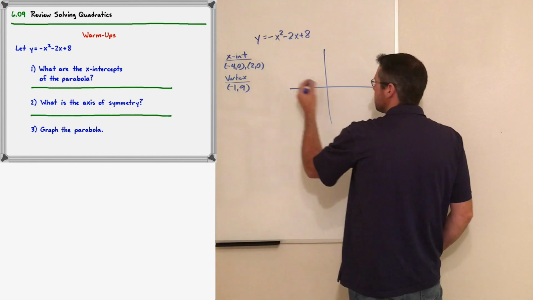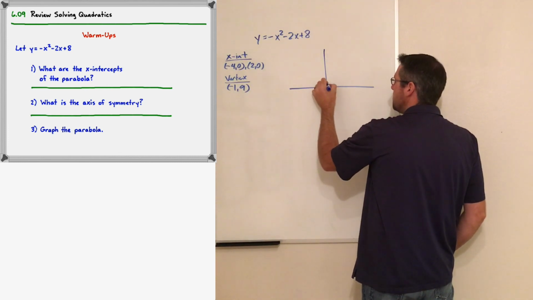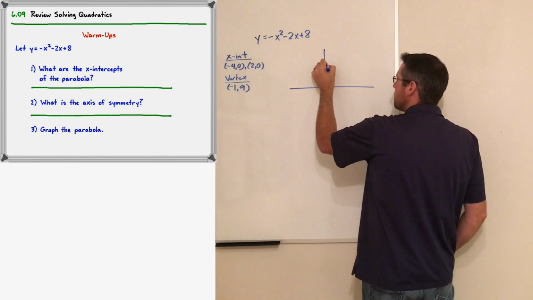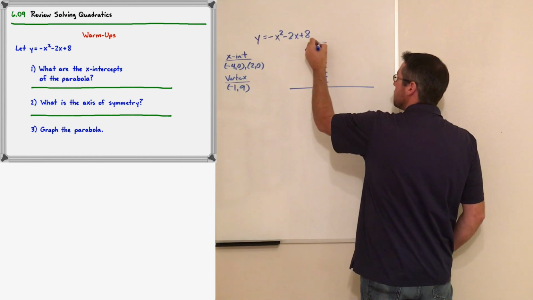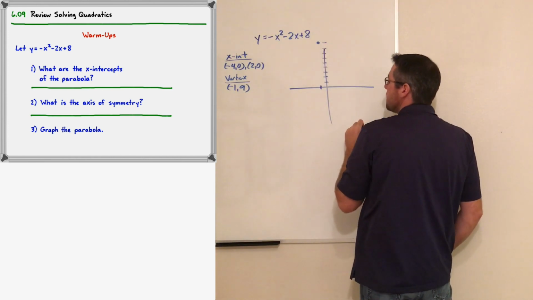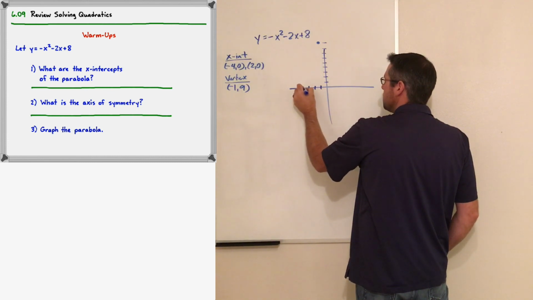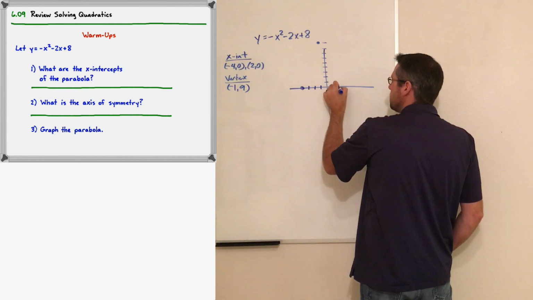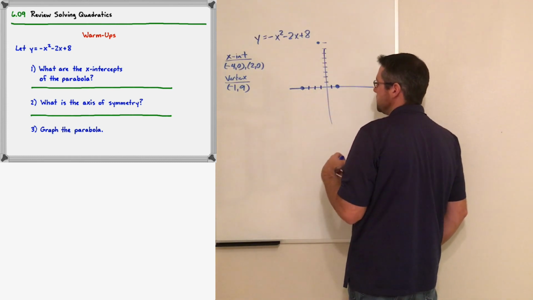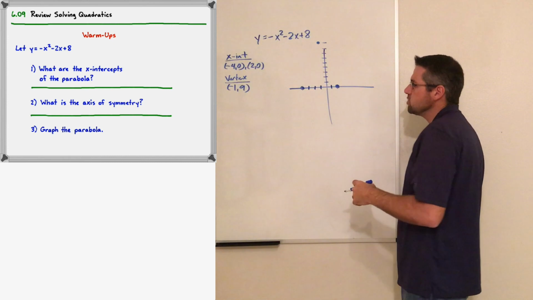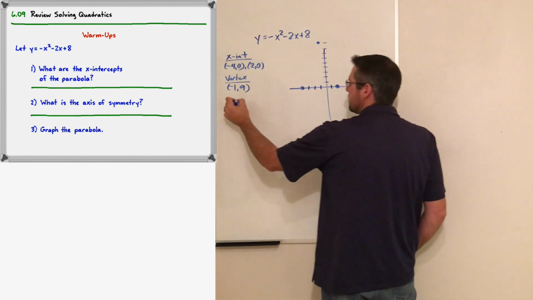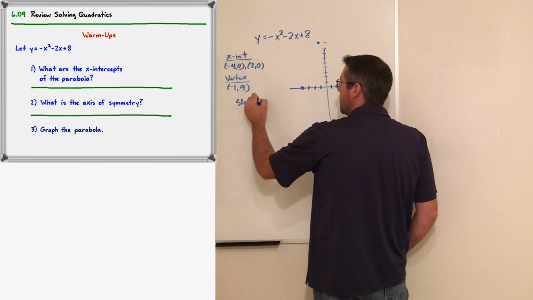But at this point, you should be pretty comfortable with graphing a parabola. So we start off with the vertex, which is -1, 9. Running out of room here. So that's my vertex. We have our x-intercepts, which is -4, 0, and 2, 0. Okay. Now we don't want to just graph our parabola off those 3 points. We want to be as accurate as possible.